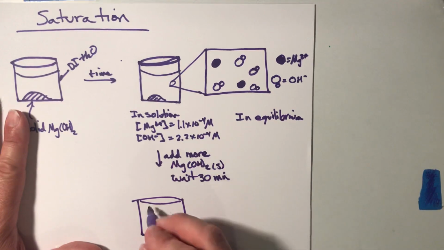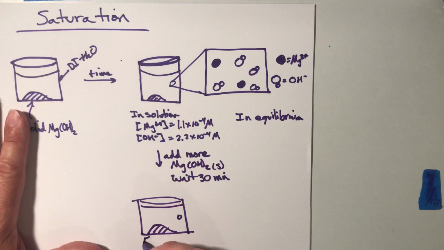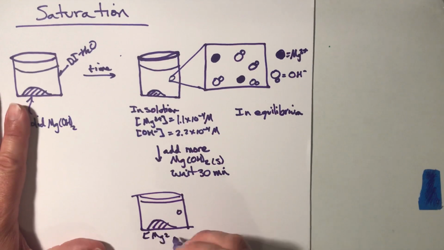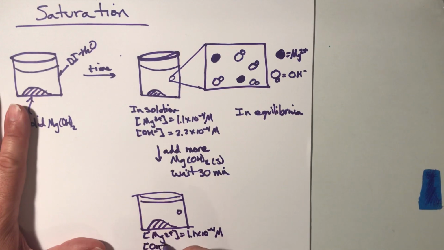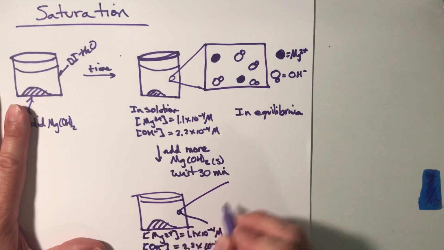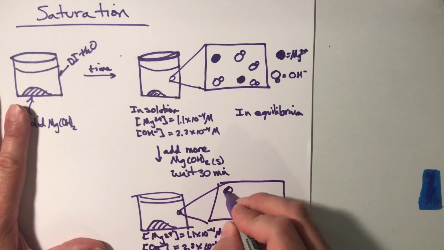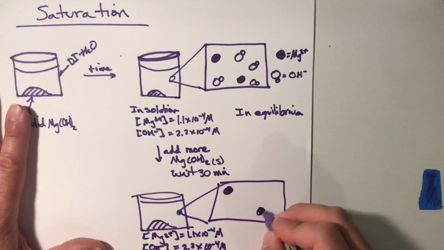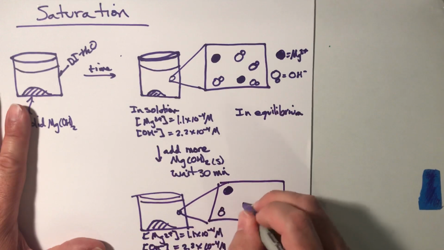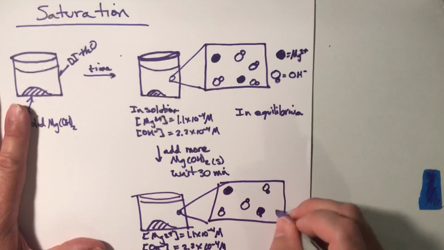And if you measure the concentrations, the magnesium ions are still at 1.1 times 10 to the minus 4 molar, and the hydroxide ions are still at 2.2 times 10 to the minus 4 molar. And at the particulate level, in the same volume we looked at earlier, you would find that you still have the same number of magnesiums and hydroxides.